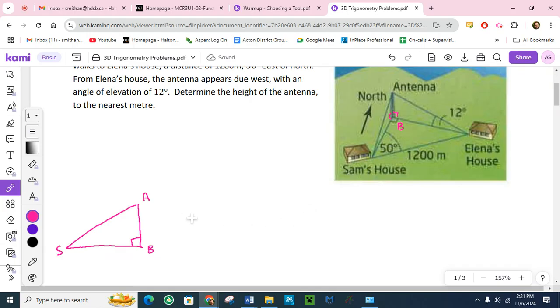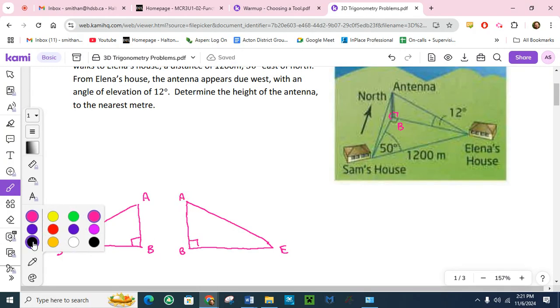Maybe I'll draw the one from Elena's house. Antenna, Elena's house, right angle triangle, the antenna. And if you want to, you could, what's an antenna look like? I don't know. Like this, like Eiffel Tower antenna. How about that? Look at that.